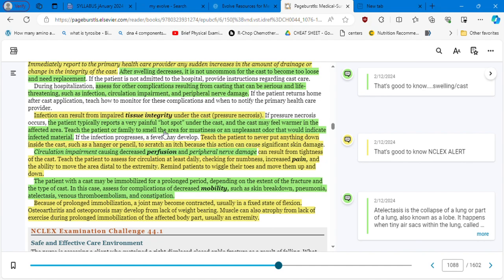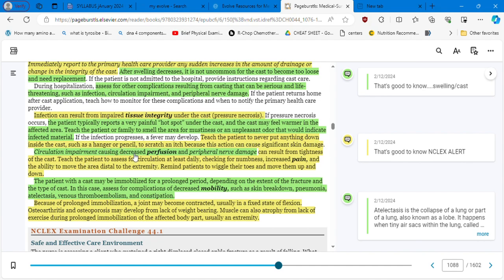Teach the patient or family to smell the area for mustiness or an unpleasant odor that would indicate infected material. Teach the patient to never put anything down inside the cast, such as a hanger or pencil, to scratch an itch, because this action can cause significant skin damage. And believe it or not, young adults are doing this even more than kids.